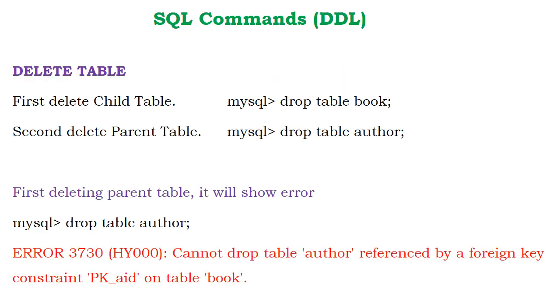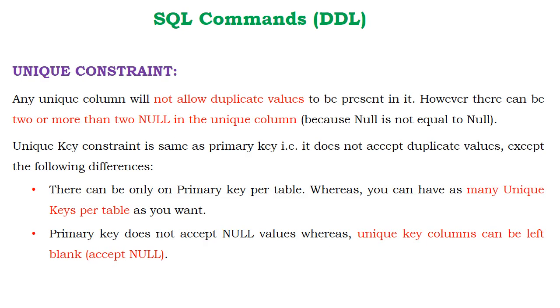While deleting the table, we have to do it carefully. First, delete the child table, followed by deleting the parent table. Otherwise, it will show an error. The command is drop table book. For example, the child table is deleted. And next one is drop table author, the parent table is deleted. This is the way we can delete a table if it already has a relation with another table.